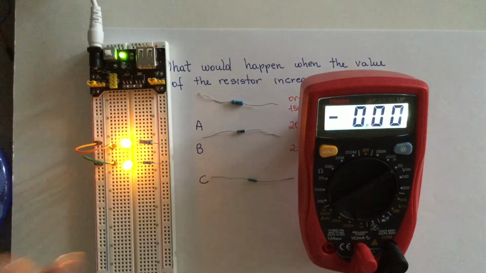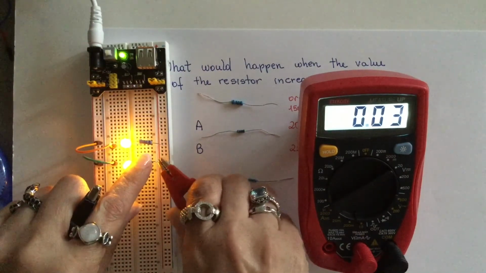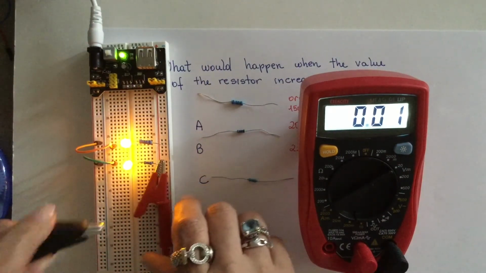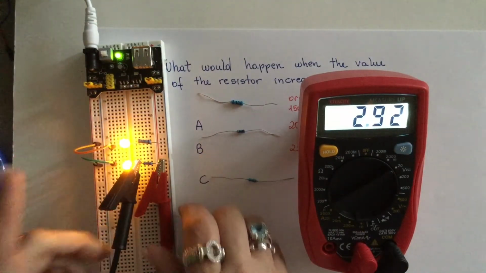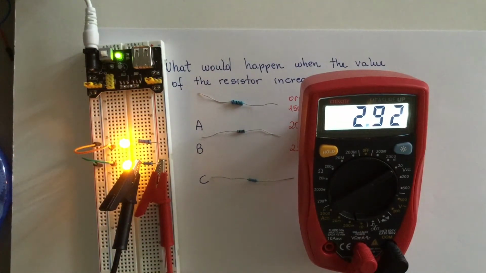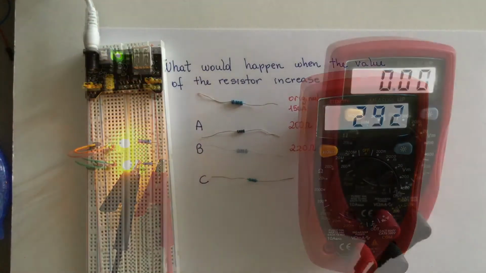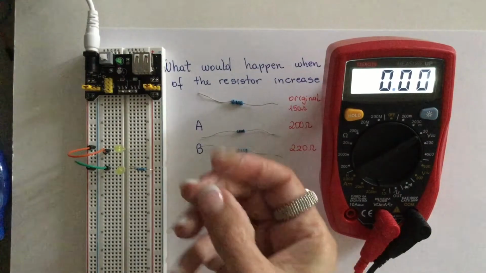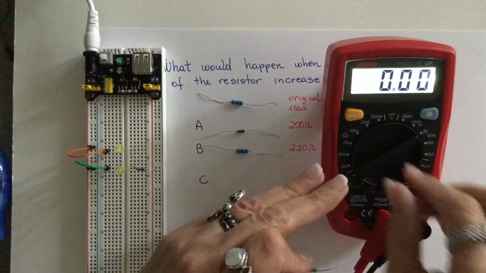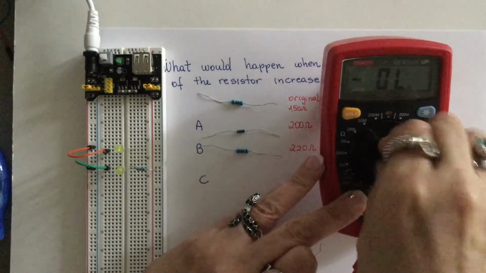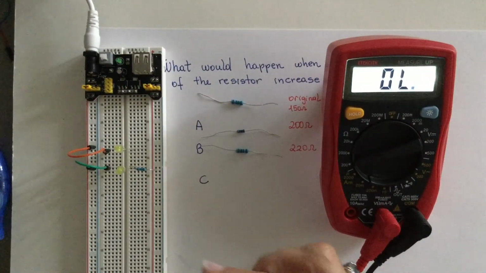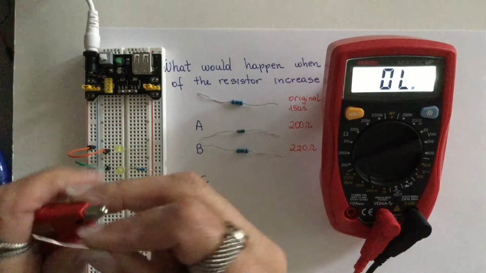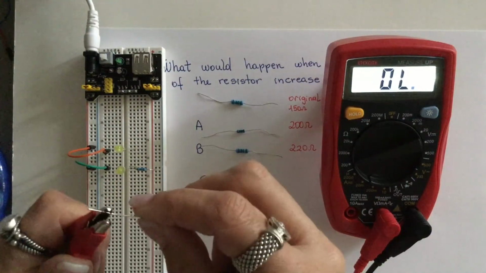Actually, let me connect the positive and the negative, and almost about the same, 2.92, 2.93, no changes. Okay, so now let's try this resistor. I need to change the diode to resistance and measure.